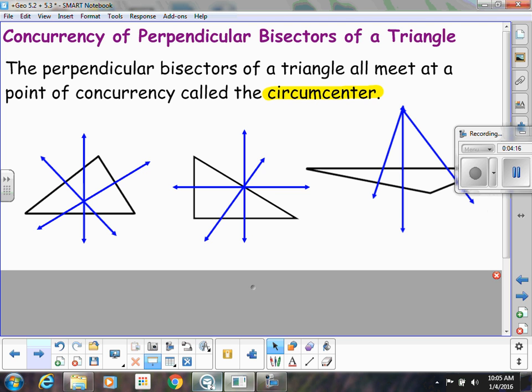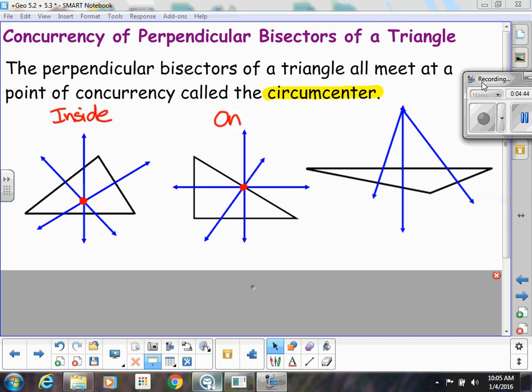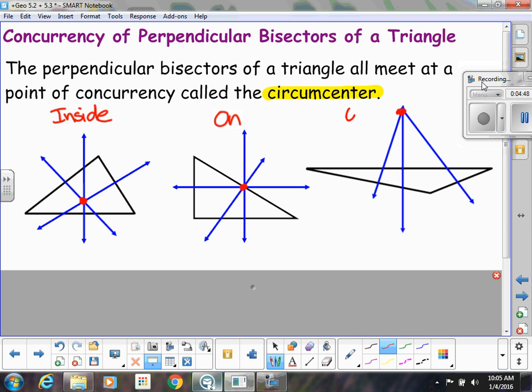So here are some examples. In this first triangle, you see we have all three of these perpendicular bisectors meeting, and notice that that point of concurrency is inside of the triangle. However, if you have a different kind of triangle, all the perpendicular bisectors could meet on the triangle. Or in this last figure over here, we could have that point of concurrency be outside of the triangle.